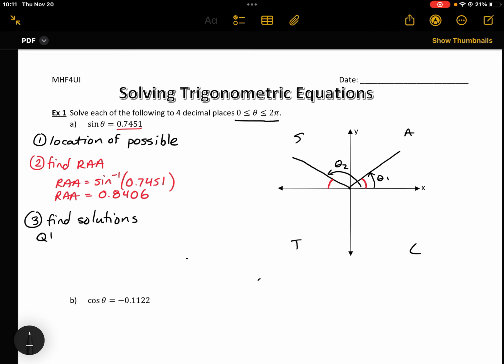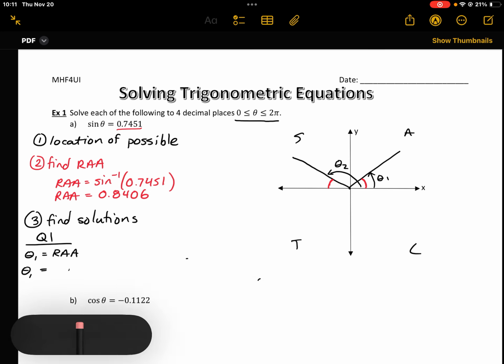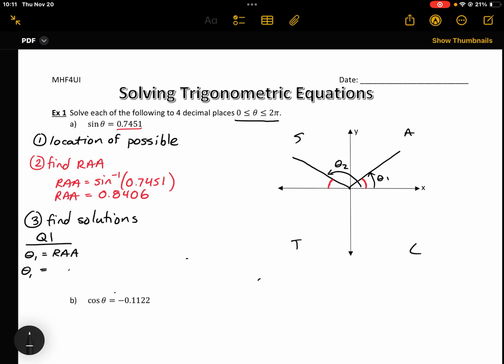So in quadrant 1, my theta, my first solution, is equal to my related acute angle. So that means my first solution is 0.8408.